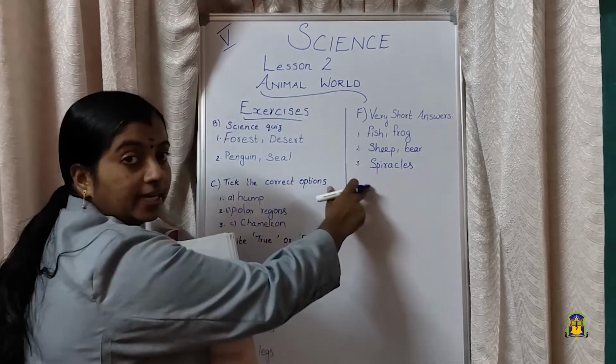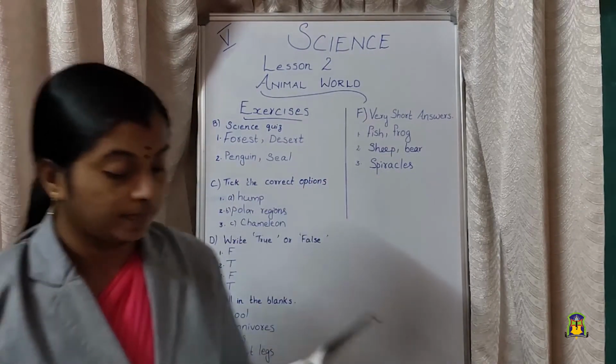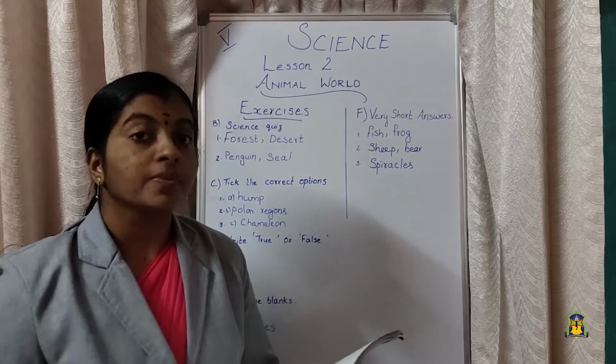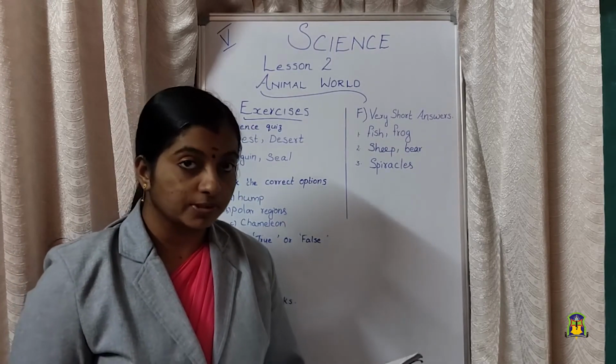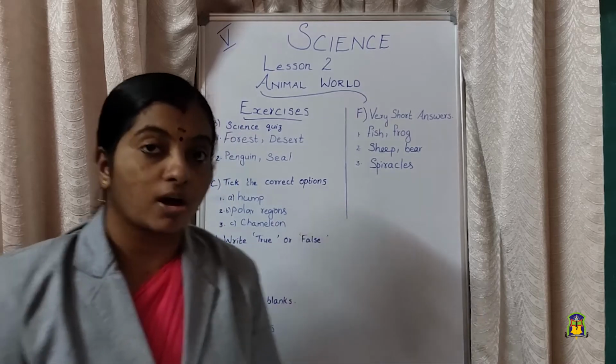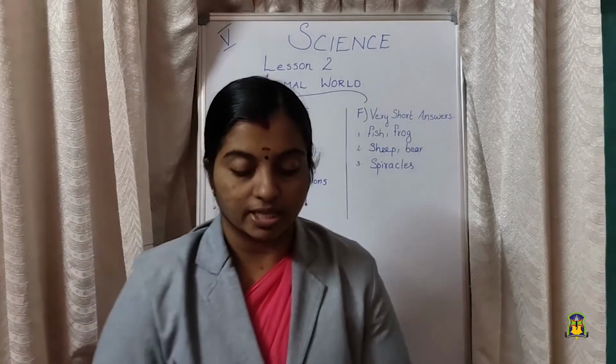S-P-I-R-A-C-L-E-S. Spiracles. Spiracles are the breathing organs in cockroaches. Okay, so that is about the fill in the blanks and short answers. Now we have some short answer questions. We have already written in the notebook all these answers. Anyway, we will discuss it once again.